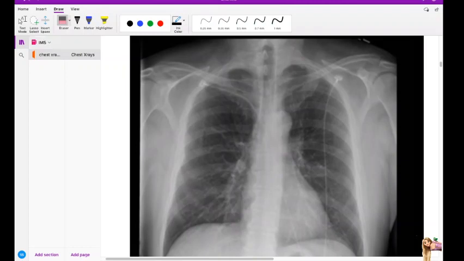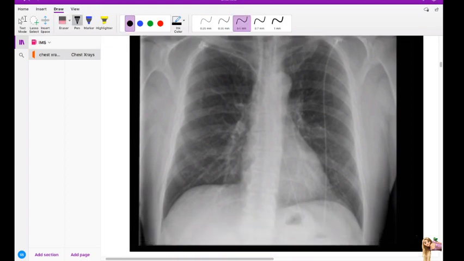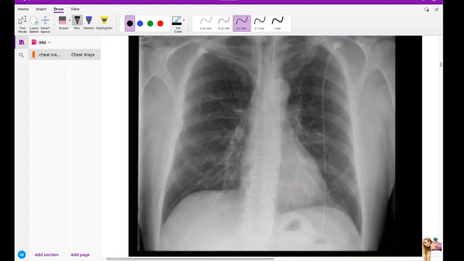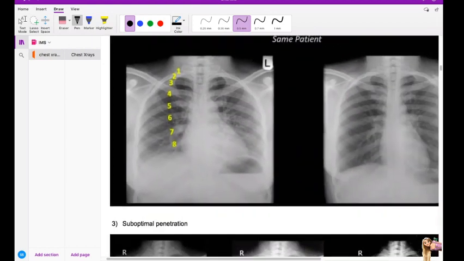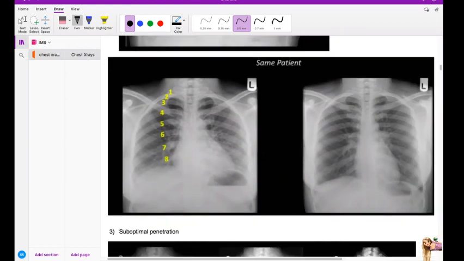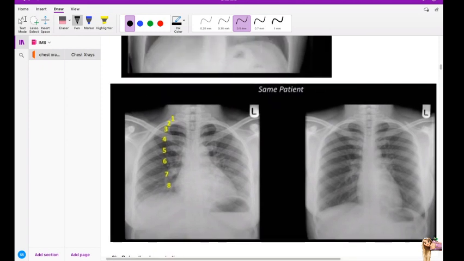So that is about maximal inspiration. This is the same patient. This is a not maximally inspired film, where you can only see 8 anterior ribs, and this is a maximally inspired film.